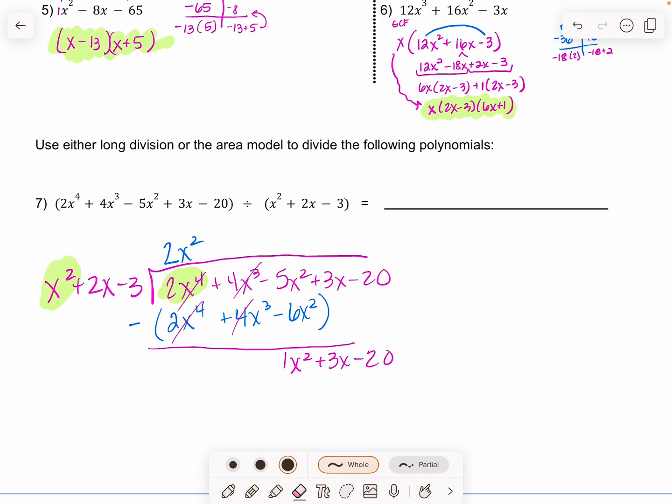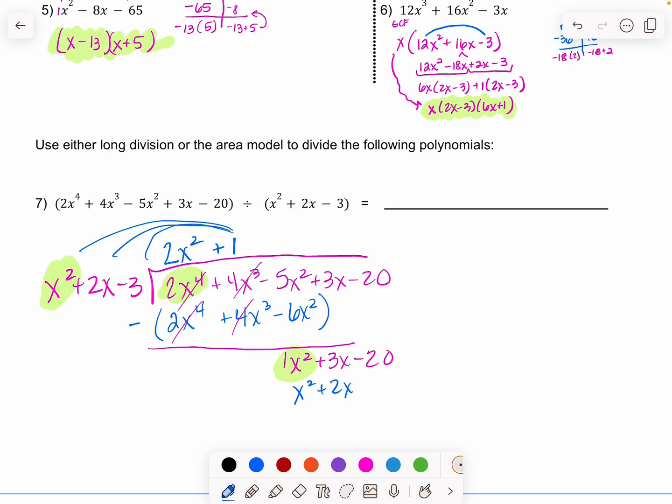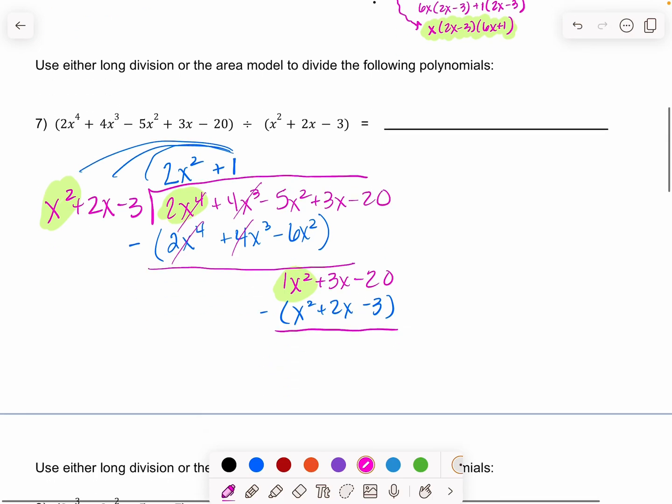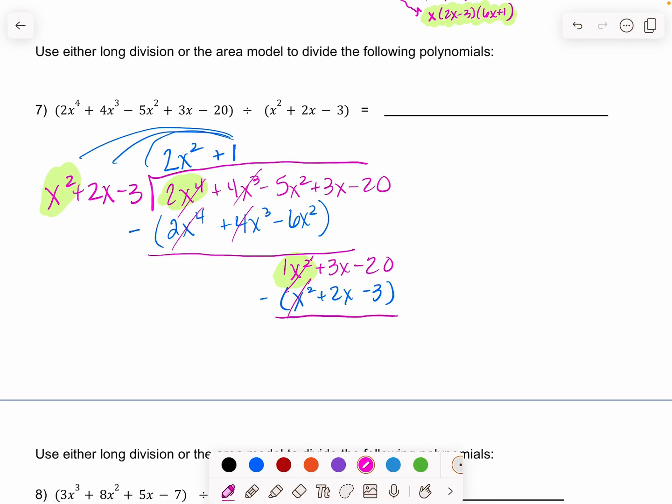All right. So next thing I want to do is how to multiply x squared to get 1x squared. And nicely enough, that's 1. Multiply everything here. X squared plus 2x minus 3. Subtract, those go away. 3x minus 2x is 1x, or just x. And negative 20 minus negative 3 is minus 17.